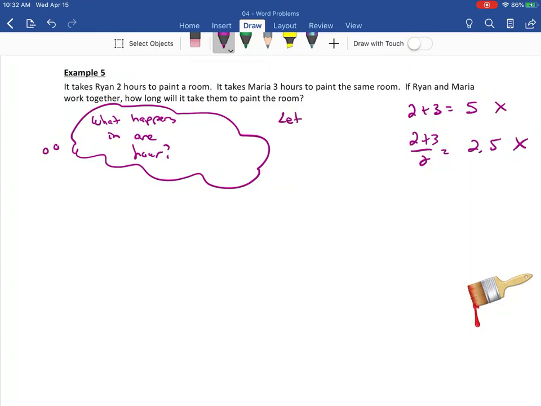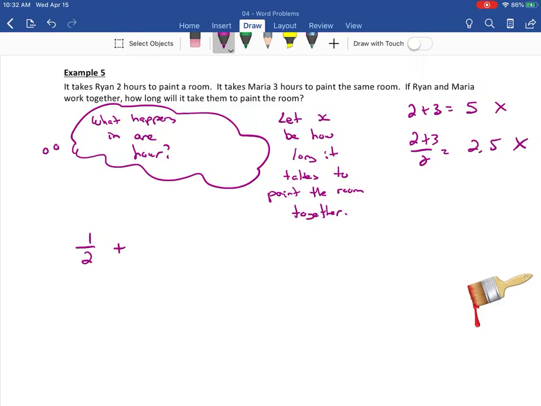My let statement is going to be: let x be how long it takes to paint the room together. That's the unknown in the situation. So let's talk about what's happened in 1 hour. How much of the room has Ryan painted in 1 hour? It usually takes him 2 hours to paint a room. In 1 hour, he'll have done 1/2 of the job.